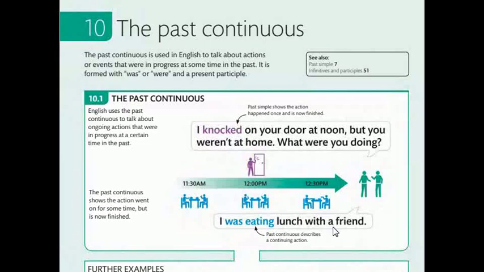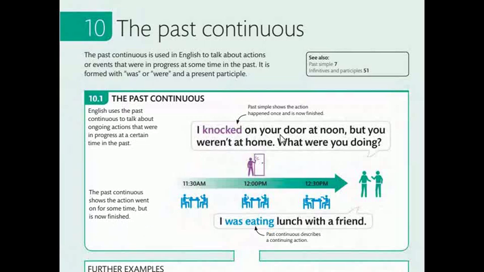Number 10. The past continuous. The past continuous is used in English to talk about actions or events that were in progress at the same time in the past. It is formed with was or were and the present participle. 10.1. Past continuous. English uses the past continuous to talk about actions that were in progress at a certain time in the past. The past continuous shows the action went on for some time but is now finished.